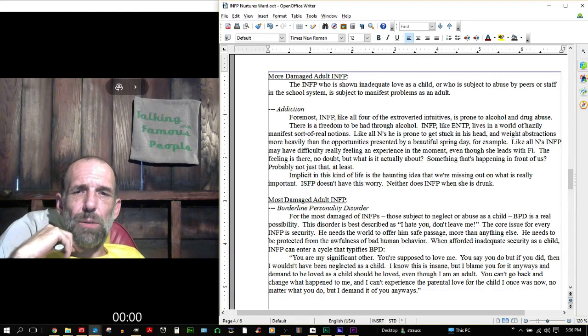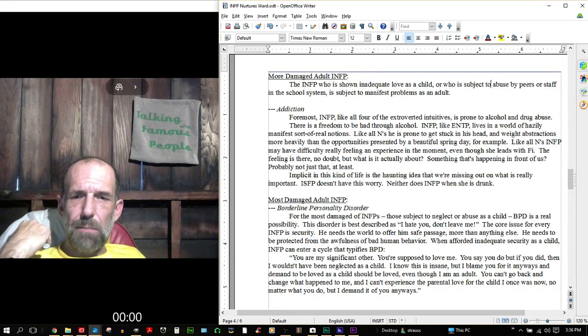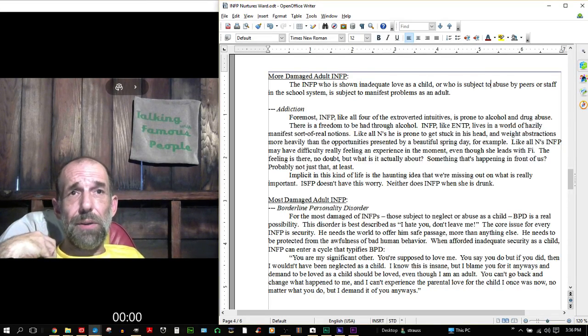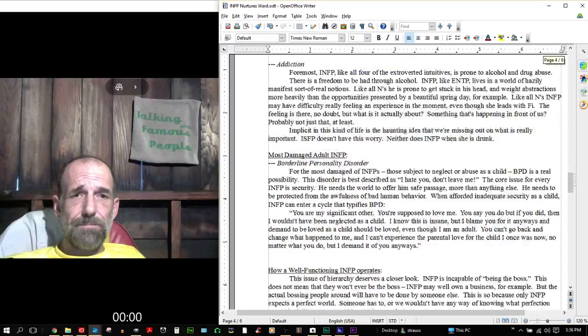When afforded inadequate security as a child, INFP can enter a cycle that typifies BPD. "You are my significant other. You're supposed to love me. You say you do, but if you did, then I wouldn't have been neglected as a child. I know this is insane, but I blame you for it anyways, and demand to be loved as a child should be loved, even though I'm an adult. You can't go back and change what happened to me, and I can't experience the parental love for the child I once was now, no matter what you do, but I demand it of you anyway." That sums up borderline personality disorder.